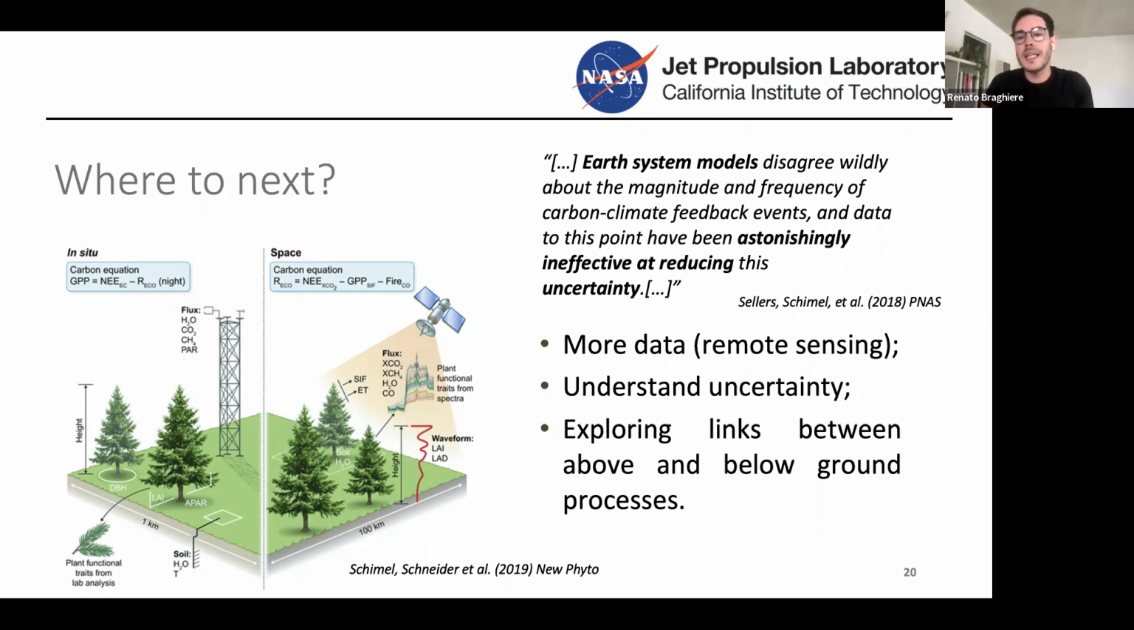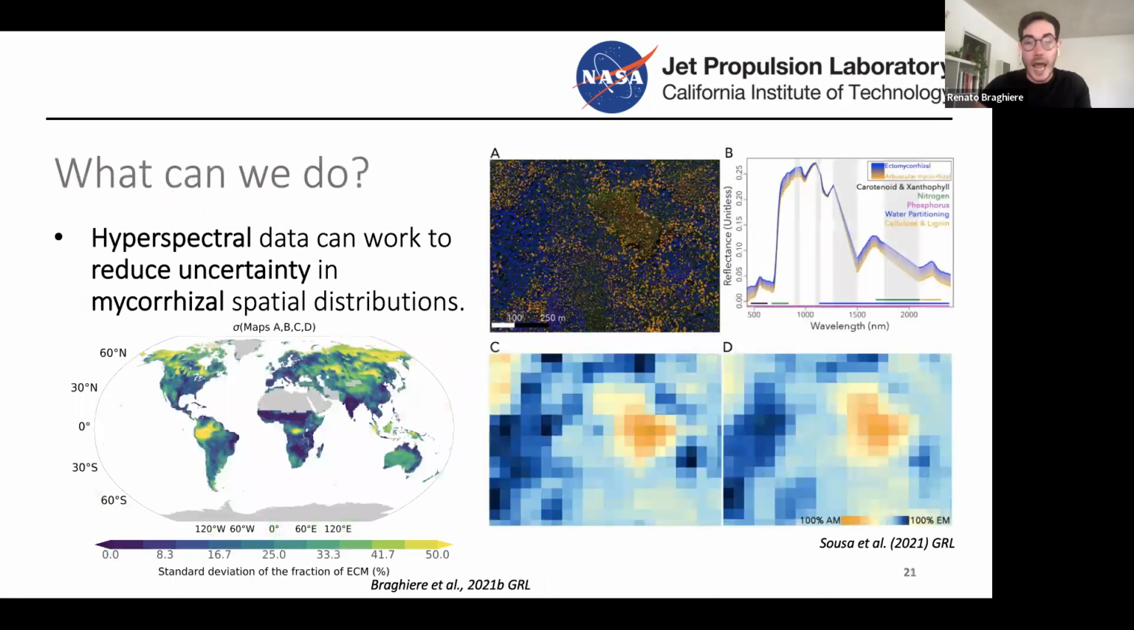And also exploring links between above and below ground processes, because satellite data sees the radiation that is being reflected from above the ground. So what about everything that is happening in the rhizosphere that we cannot see with satellite data? Well, I will show here a result where we can kind of see what is happening below ground with satellite data. So here is the map that shows the hotspots of uncertainty in mycorrhizal association, right?